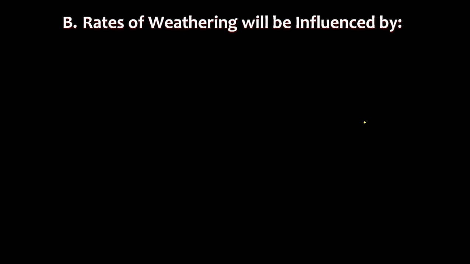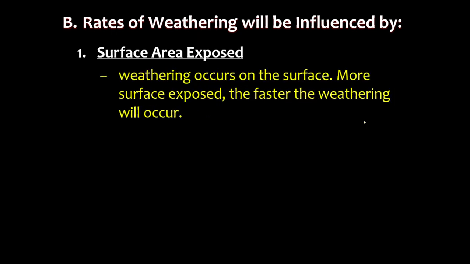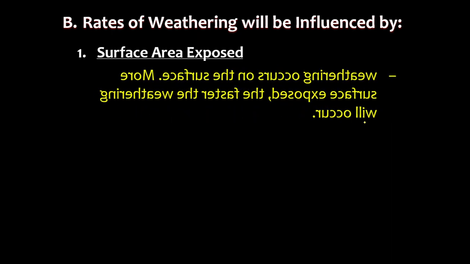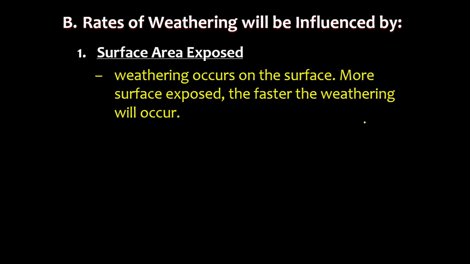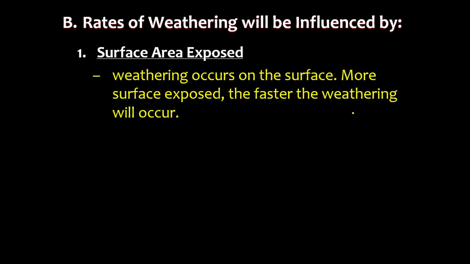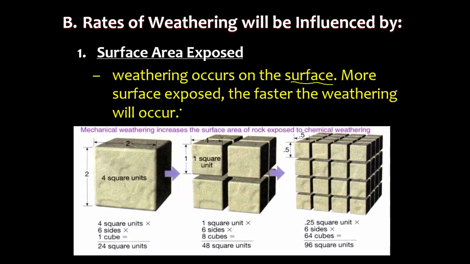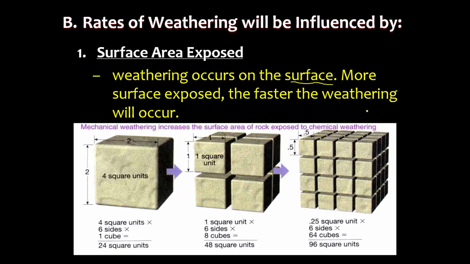Okay. Now, lastly, how do we influence the rates of weathering? The first thing, and this is probably the most important and the most difficult to understand, right, is going to be the surface area exposed. So, weathering can only occur on the part of the rock that is exposed, meaning just the surface. Okay, so the more surface is exposed, the faster the weathering that'll occur.